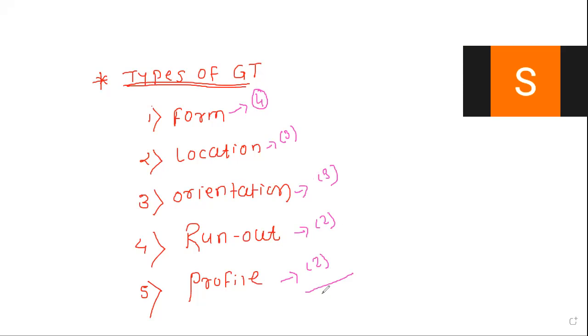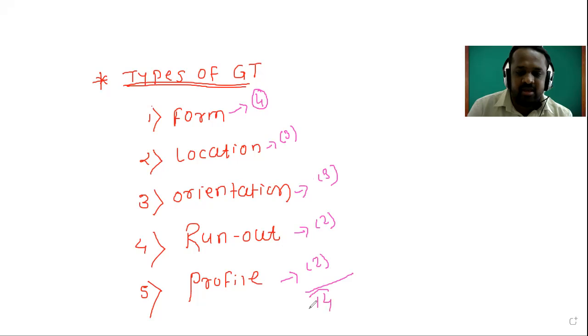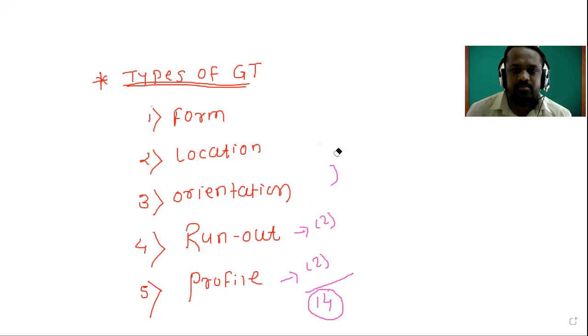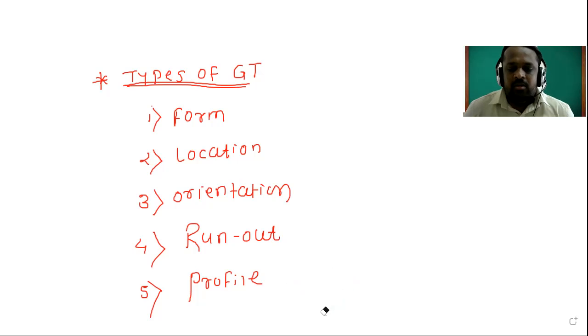14 characteristics are there related to geometrical tolerances. What are those 14 characteristics? That we will discuss here. One by one, I will explain here. Now see here, in that form it has 4.